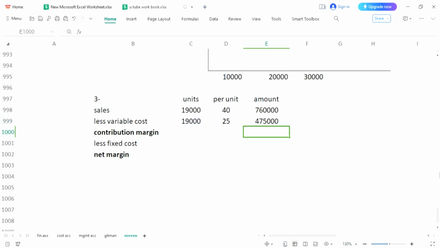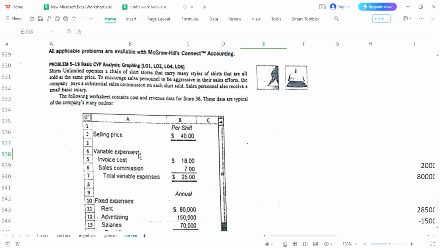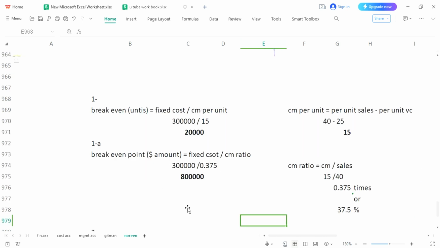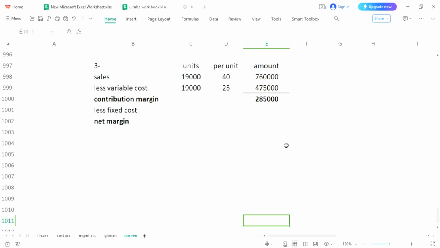At this stage, we can now calculate our contribution margin by subtracting variable cost from the sales. How much sales do we have? 7,60,000. Subtract variable cost, which is 4,75,000. So we have got our contribution margin. Now fixed cost. Fixed cost was already mentioned above, and here the total fixed expenses are 3 lakh. So come to the question and write down fixed cost as 3 lakh.